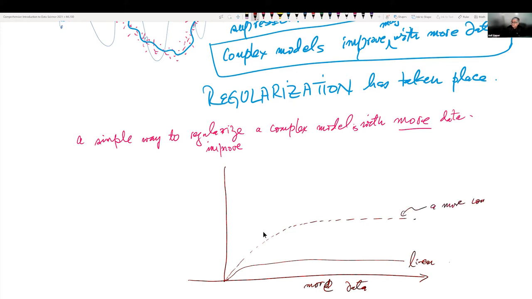With a more complex model, and then an even more complex model, you see maybe this thing gets pushed up a little bit. You may see a behavior like this, and it saturates much later. So do you notice that the saturation point of this was here, the saturation point of this is here, the saturation point of this is here.